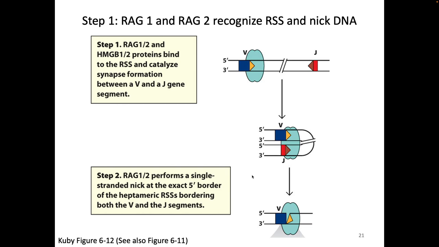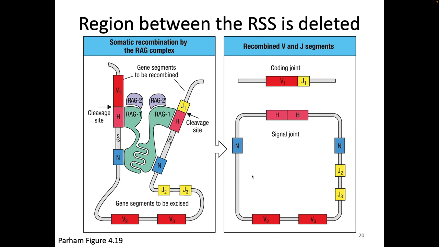They are actually held together really closely by RAG1. And so we're going to get a nick right here between the V and its RSS, and a nick right here between the J and its RSS. If the textbook kept drawing both of these the whole way through, it would become a big giant mess really quickly.